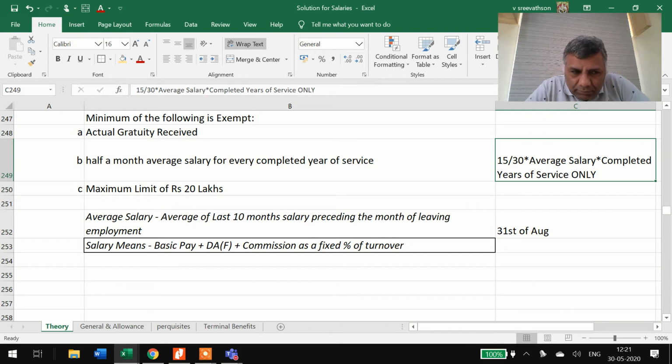So why do we put 15 by 26 there, sir? Because of holidays, 4 Sundays should be excluded. And here also, the law says half a month's salary. The wording used is half.